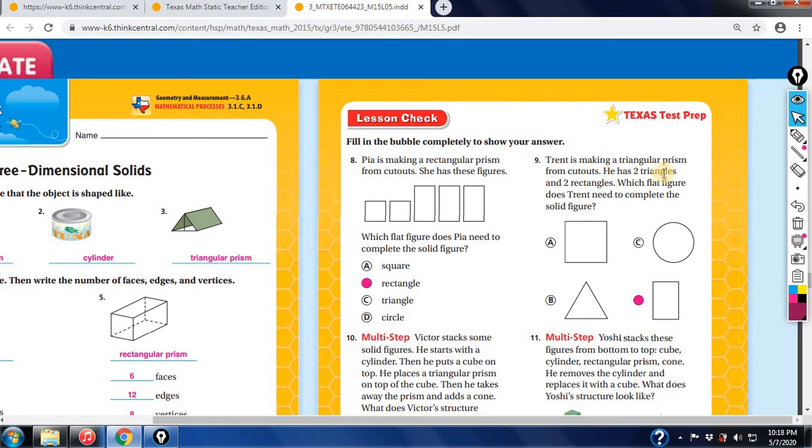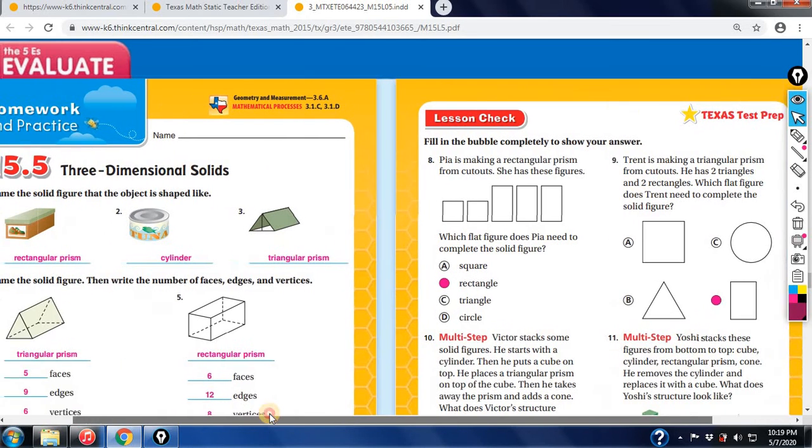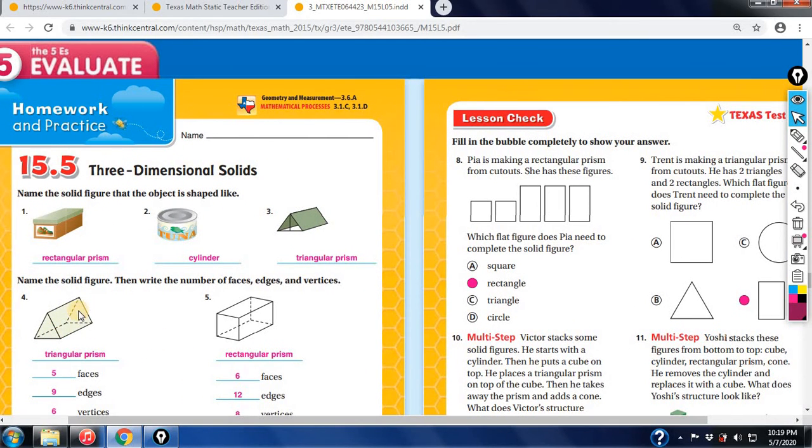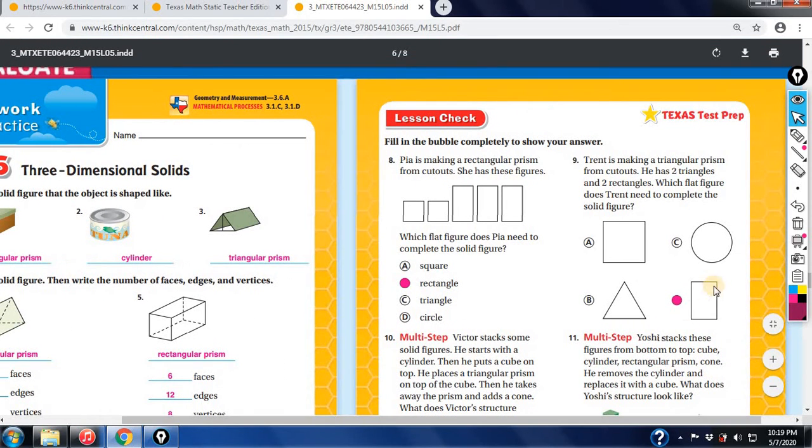Here's Trent is making a triangular prism from cutouts. He has 2 triangles and 2 rectangles. Which flat figure does Trent need to complete the solid figure? So then you have to, he's making the triangular prism here. This one here, he has the 2 triangles and 2 rectangles. So he's missing the third one. The third one is this one. And of course, it can't be a sphere. Okay.